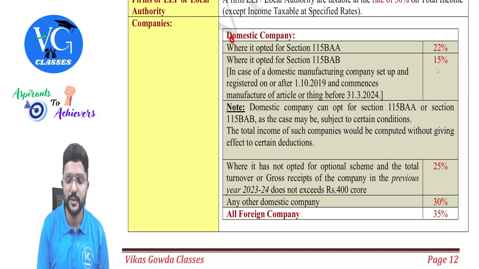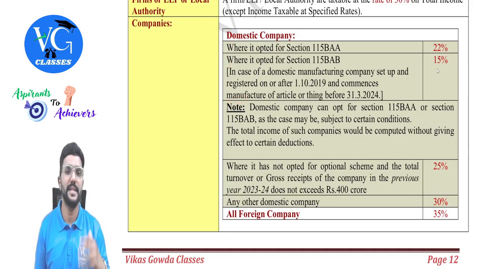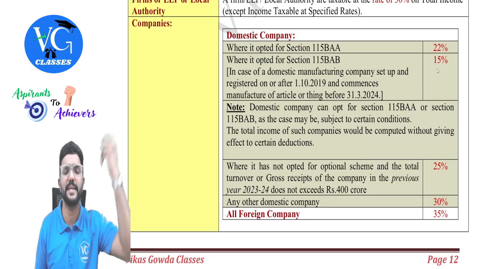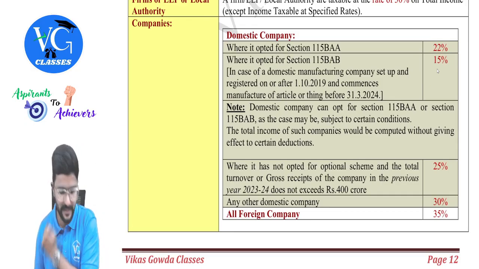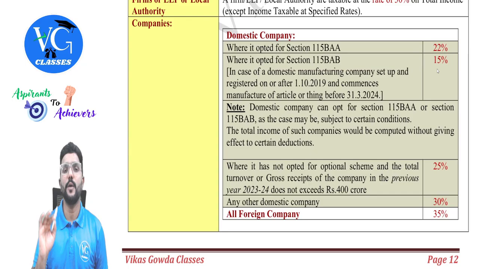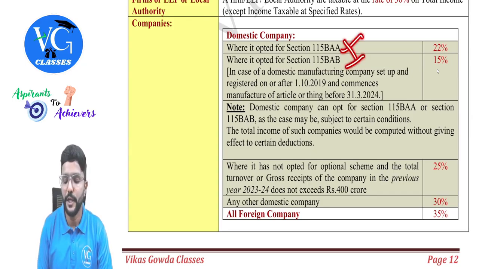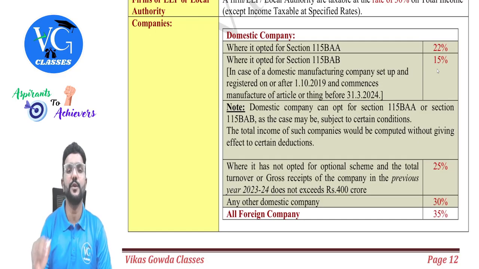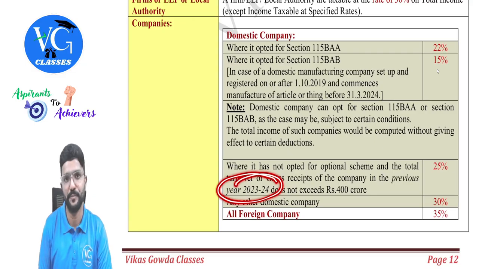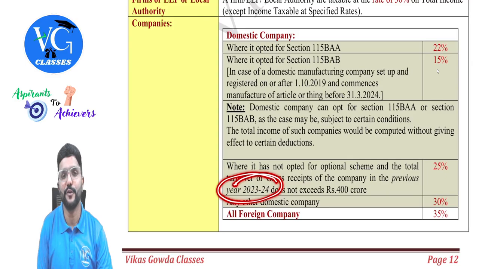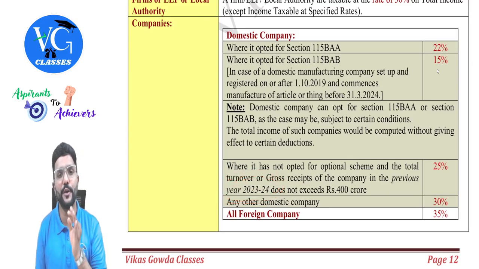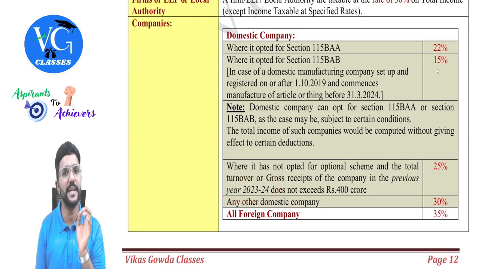But if the domestic company wants to follow any of these optional schemes, then they have to forego various deductions and exemptions, guys, which is almost the same as section 115BAC. Now, if a domestic company has not opted for any of these optional schemes, then we need to check what is their turnover or gross receipts in the year 23-24. In the year 23-24, guys, we are deciding the tax rate applicable for a domestic company for the financial year 25-26. But here we are checking the turnover of the year 23-24.